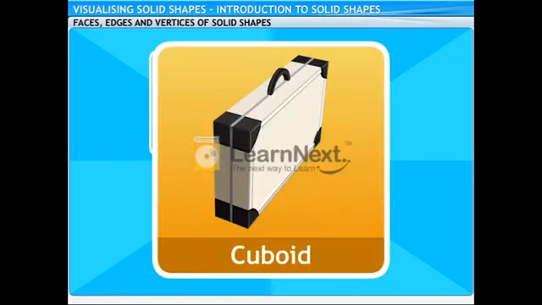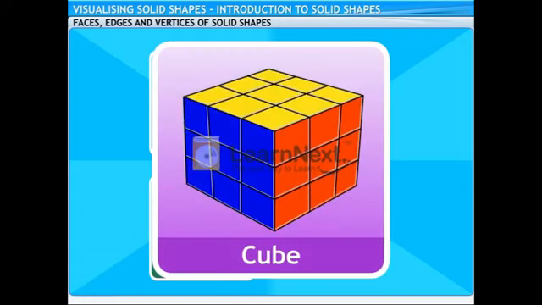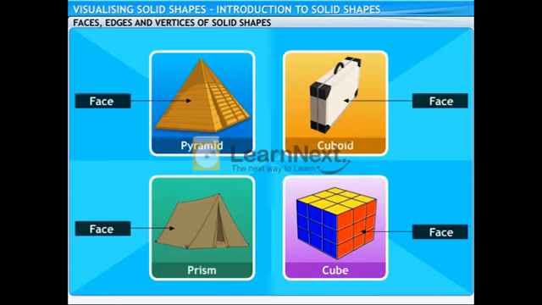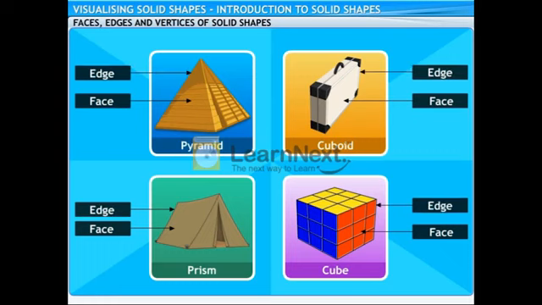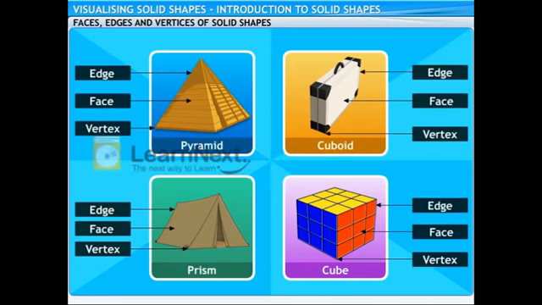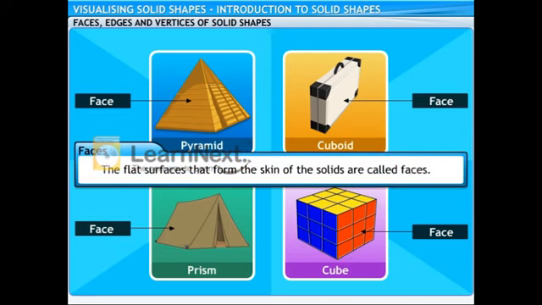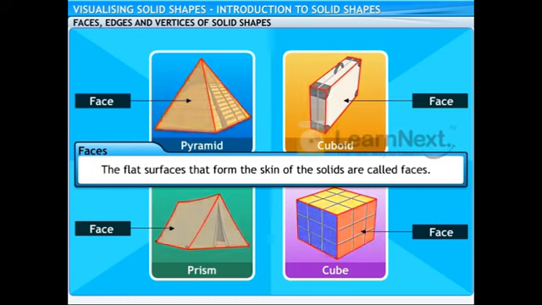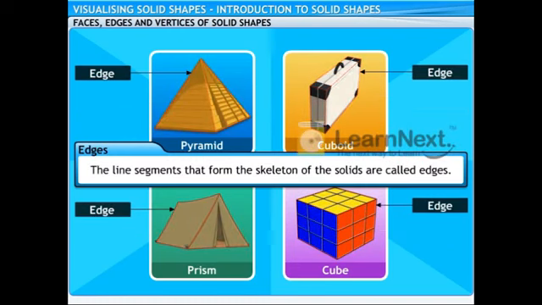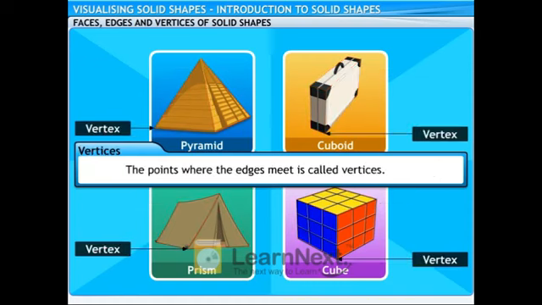Many solids that we see in our day-to-day life have 3 distinct parts, namely faces, edges, and vertices. Take a look at the 3-dimensional solids given here. The flat surfaces that form the skin of the solids are called its faces. The line segments that form the skeleton of the solids are called edges. In other words, 2 faces meet at a line segment called the edge. Finally, vertices are the points where 3 edges meet.